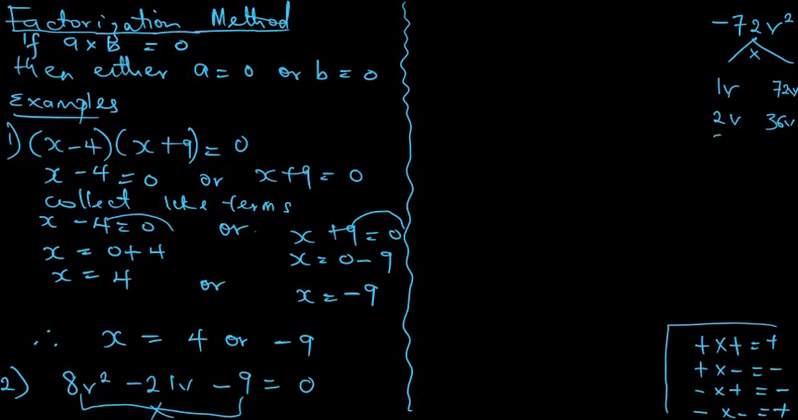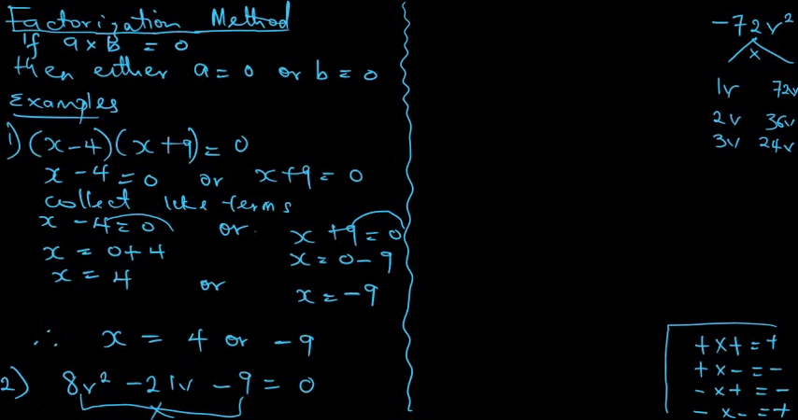We'll go down to 3v and 24v. So 3v times 24v, remember it is 72v squared. So these are factors. Let's add them first. Plus 3v plus 24v will give me plus 27v, but plus 3v minus 24v will give me minus 21v, which is actually what we are looking for.